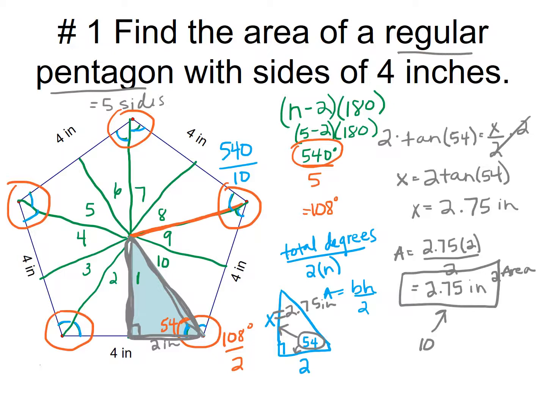So if I take 2.75 and I multiply it by 10 to cover all of my triangles, the area of the pentagon, put the triangle in there, the area of the pentagon then is going to be 27.5 inches squared. Okay, again, finding the area of the triangle so I can use that to help me find the area of the pentagon.